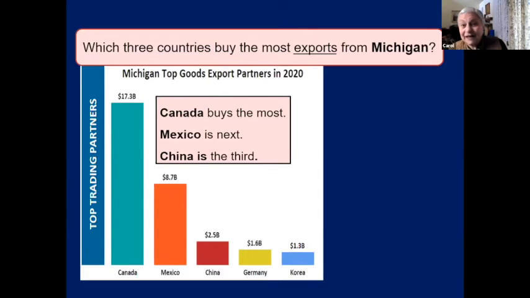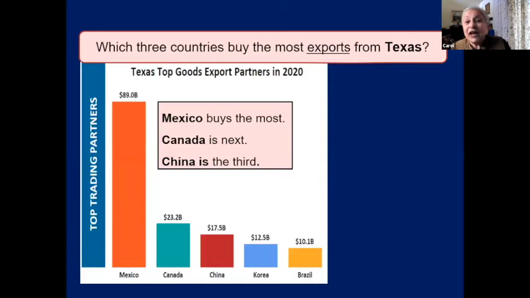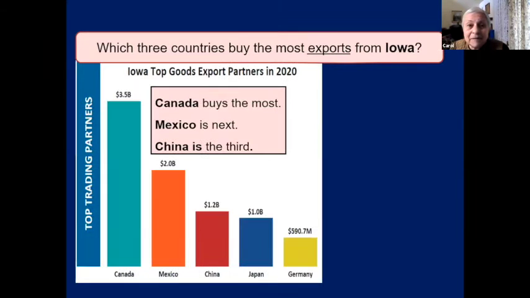But Canada is our biggest buyer. Mexico is next, China is third. Texas, it turns out, exports a huge amount to Mexico. And soon we'll look at a map, but we'll see that Mexico is right next door to Texas. But Mexico and Canada come up as the top two, and then China is third. There was a lot of talk about what we buy and sell from China, so it's kind of interesting that our states are selling to China. Finally, Iowa exports a lot to Canada, but also to Mexico, and China is third.